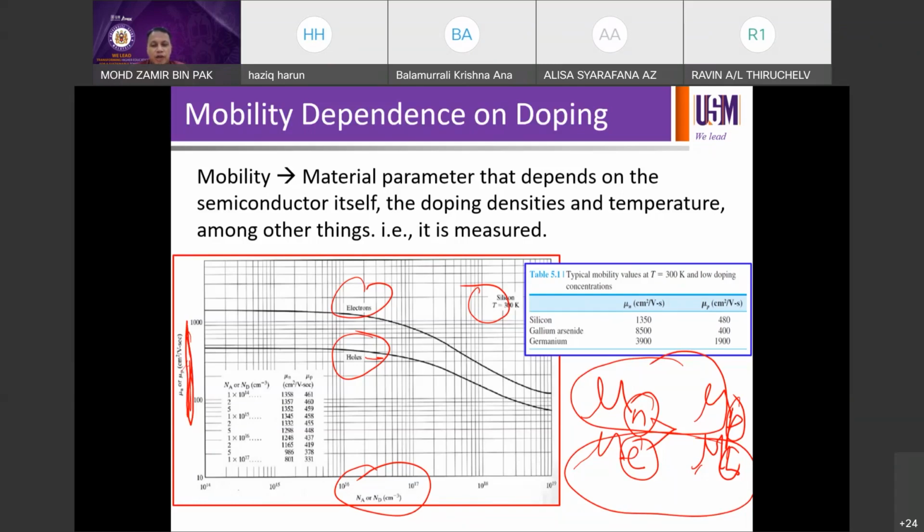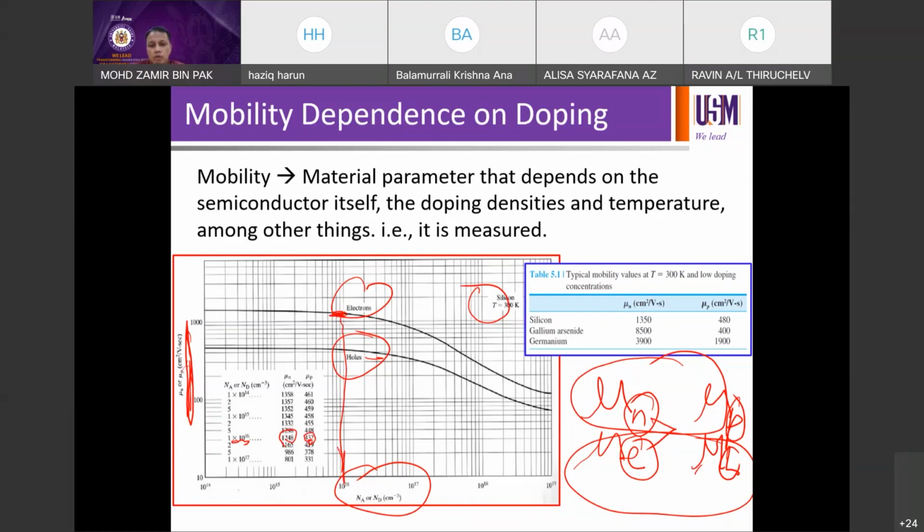Okay, 1248 is already given, right? Isn't it, Bala and Zuki? I was just asking. Make sure you look at the graph, right? 1 times 10 to the 16 is already given, in fact. Electron 1248, which is there, right? You can just check here, but it's going to be 1248. And at the same doping level, the mobility of your holes in your silicon is 437. It's already given there, 1 times 10 to the 16.